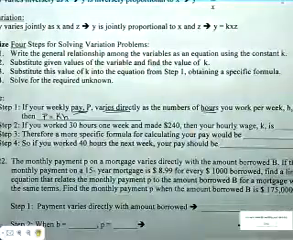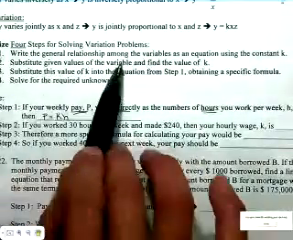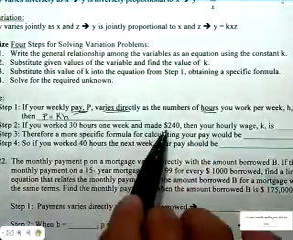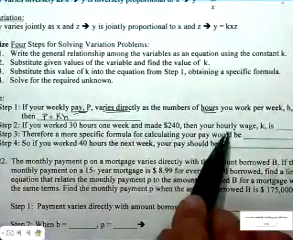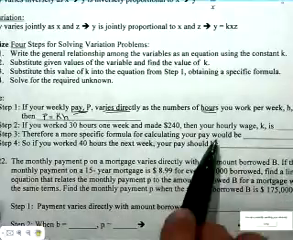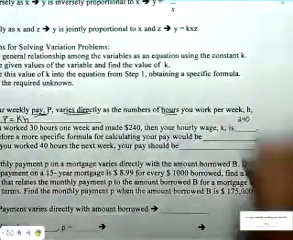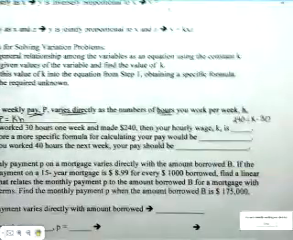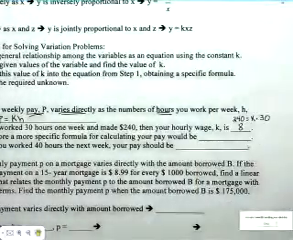That's step 1. Step 2, substitute the given values of the variable so that you can find that constant. Well, if you work 30 hours one week and make $240, what's your hourly wage? This one's simple enough, you can probably do that in your head. In another problem, you might need to put 240 in the place of pay and 30 in the place of hours per week and solve for K. Just divide both sides by 30 and you get that $8 is your hourly wage.